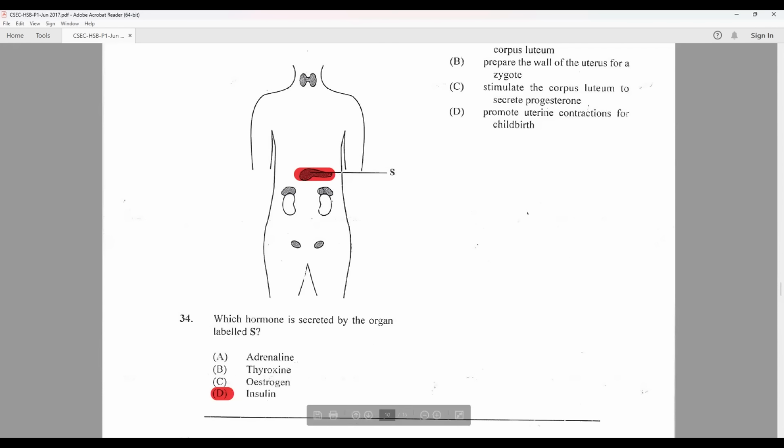Adrenaline comes from these organs right above the kidneys. Estrogen comes from these ovaries. Look, they draw them lower down. Thyroxine comes from the neck region, the organ in the neck.